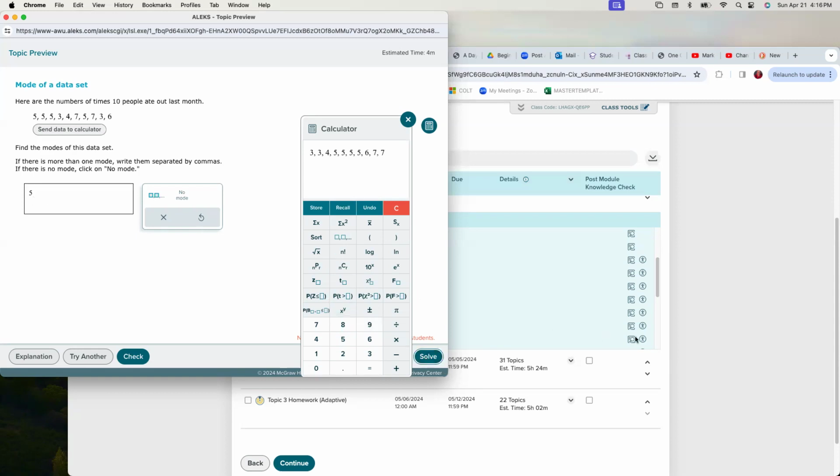So there you are with your measures of center. I got that right that time. And that's how you do all those.